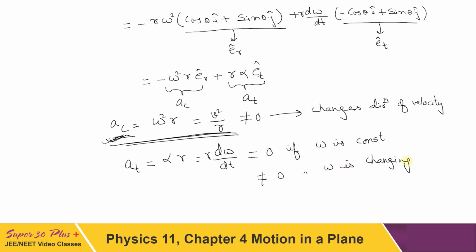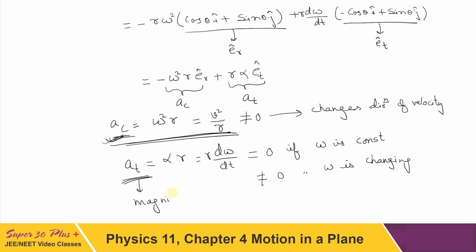So now what is the role of tangential acceleration? Because already we have seen that centripetal acceleration is required for change in direction of velocity. So what does it do? It is responsible for change in magnitude of velocity.